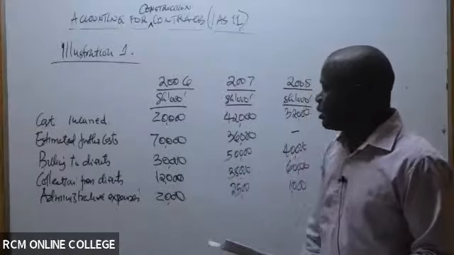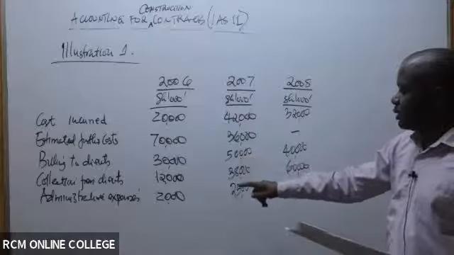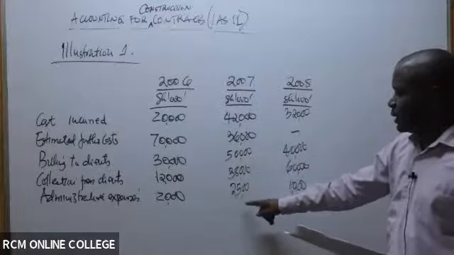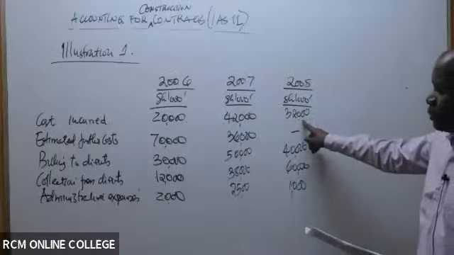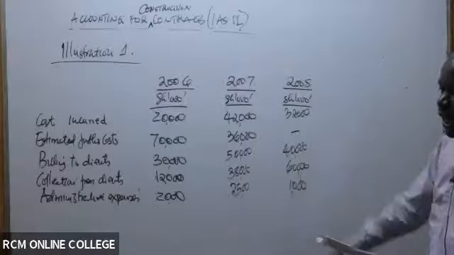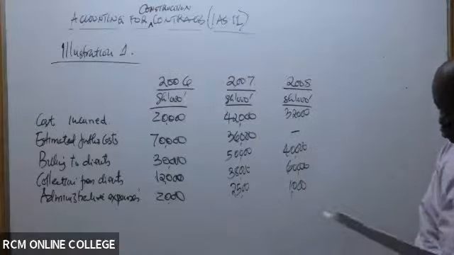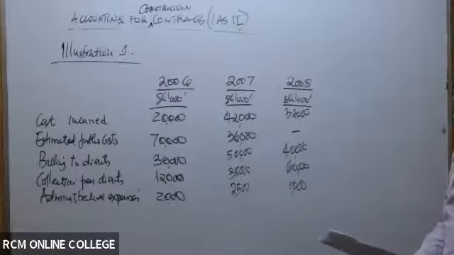12 million, 2 million. This one is 42 million. This one is 36 million. This one is 50 million. This one is 38 million. This one is 2.5 million. This one is 32 million. This one is 40 million. This one is 60 million. And this one is 1 million.